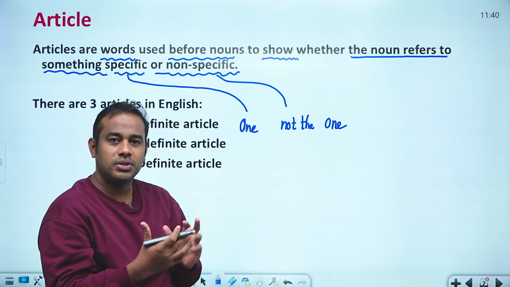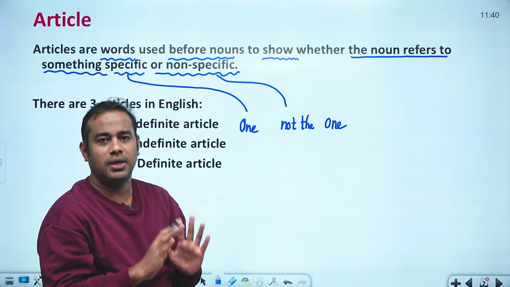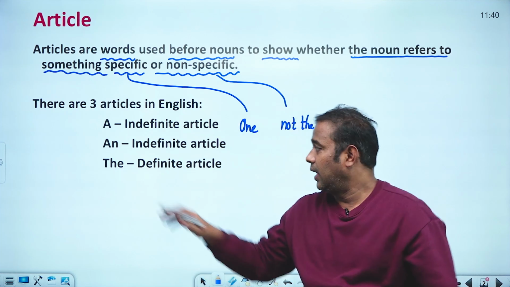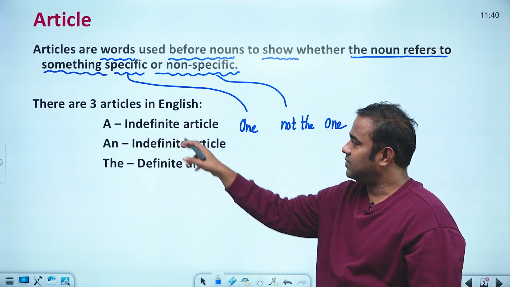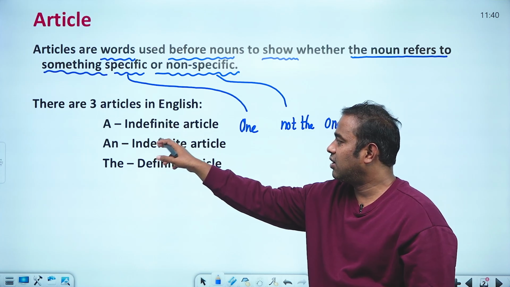In other words, simply put, look here. The articles can be divided into three categories. There is the definite article and the indefinite article, and the indefinite article also has two forms, a and an. So basically there are two types of articles: definite article and indefinite article. The indefinite article again has two varieties, so totally three categories: a, an, and the. You can call these articles.